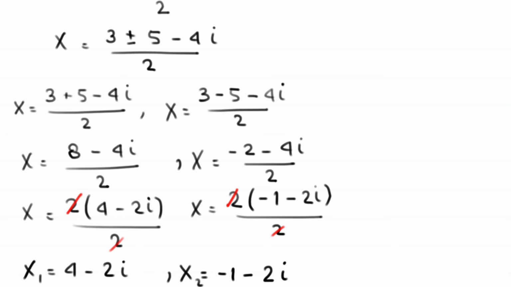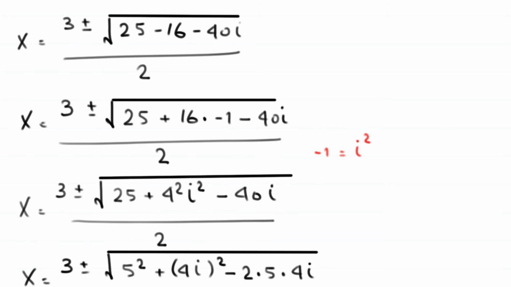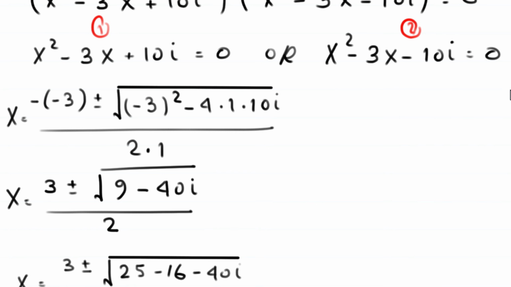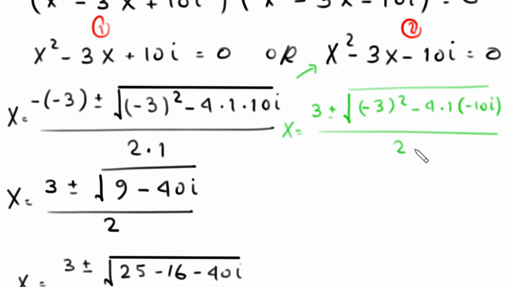Now we move on to case number 2. In the second case, we solve this quadratic equation according to the quadratic formula. x is equal to 3 plus or minus the square root of, in place of b squared we write negative 3 squared, minus 4 times a is 1 times c is negative 10i, divided by 2 times a is 1.